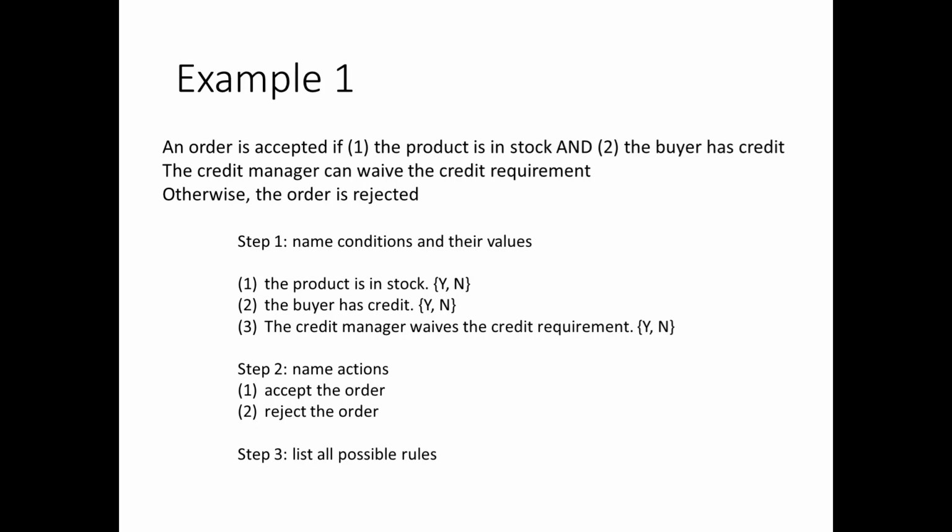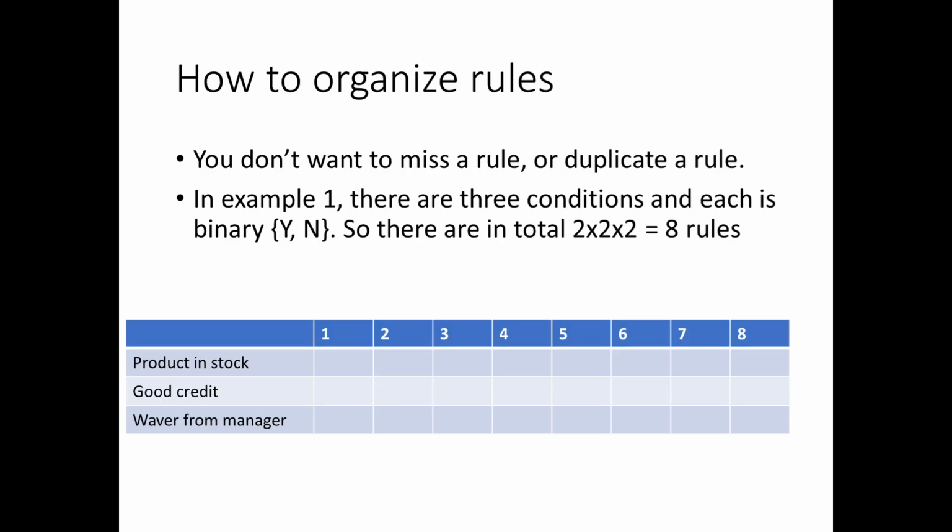This step is very important because we don't want to miss any rules or duplicate any rules. We need to have exactly the same number of rules as needed. That is not difficult because the number of rules is just the multiplication of the numbers of values of those conditions. So in our example, we have 3 conditions, and each condition is binary, either yes or no. So each condition has 2 possible values. We just multiply the numbers of values of our conditions. In this case, it is 2 multiplied by 2 multiplied by 2. That is, we have 8 rules.